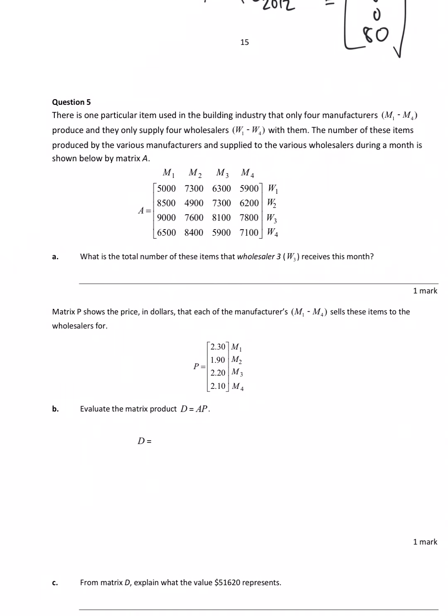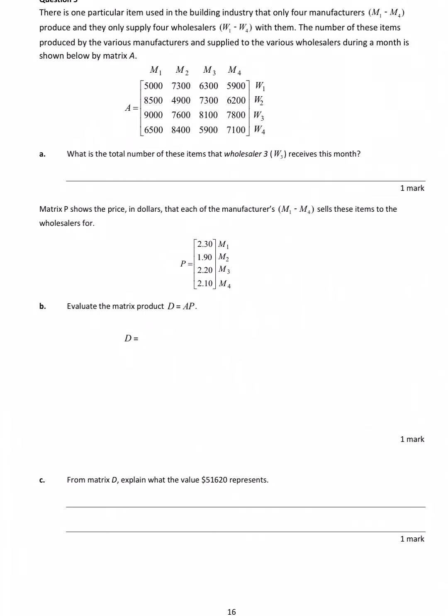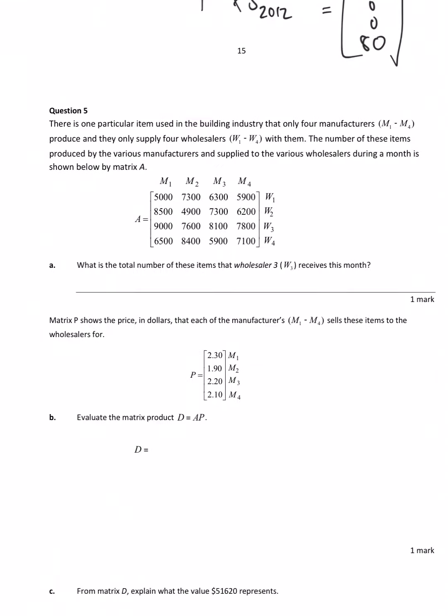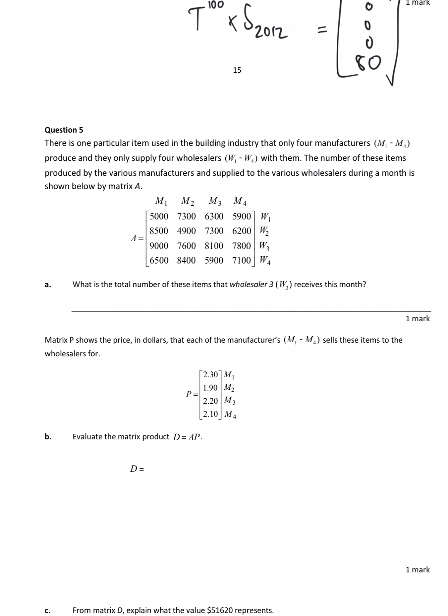Okay, question 5. Really done? This is the last one? Not sure. Okay, there's one particular item used in the building industry that only 4 manufacturers, M1 to M4, produce, and only supply to 4 wholesalers, W1 to W4. The number of these items produced by the various manufacturers and supplied to the various wholesalers during a month is shown in the matrix below.